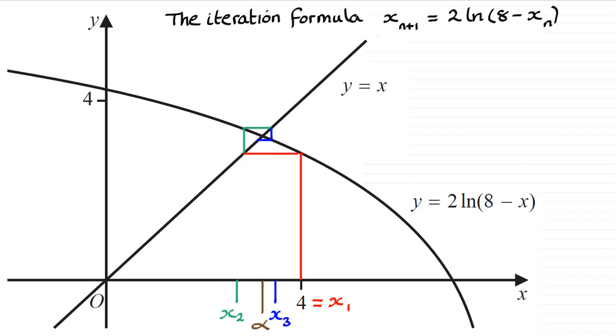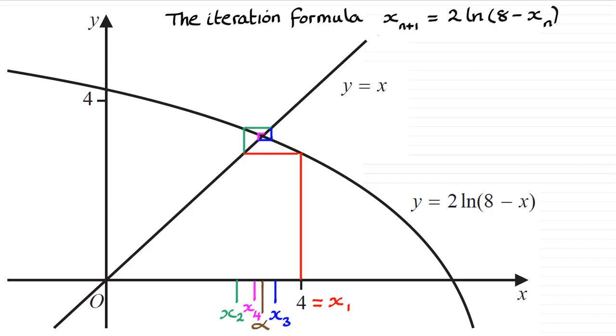If I was to do this again, this would be our new x value. I'd project it down to here and let's say we call it x4. Obviously it's getting a bit cramped here, so I wouldn't be able to keep drawing this in, but hopefully I've done sufficient here to be able to demonstrate that this is spiraling to the root. But if I was to carry on, that value of x4 would be substituted in, give me this y value here, and I come across here, and as you can see, hopefully I'm getting closer to that root alpha.